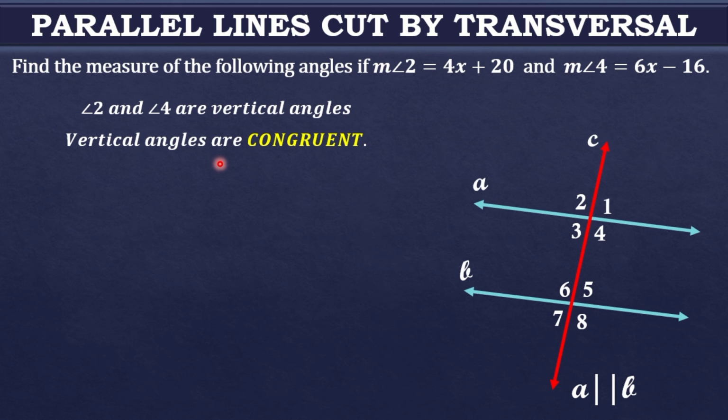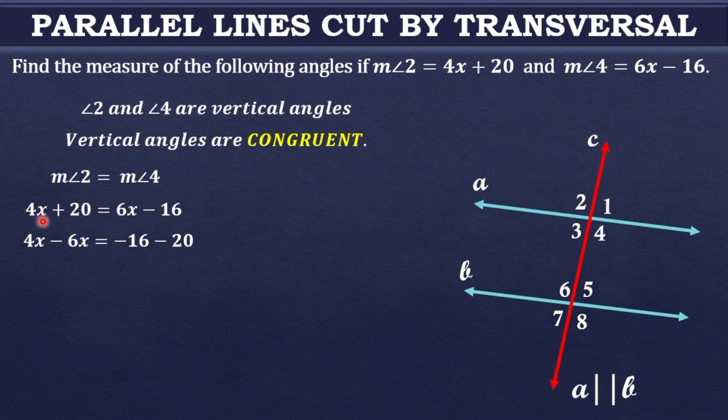So, angle 2 and angle 4 are congruent. Vertical angles are congruent. So, therefore, the measure of angle 2 is equal to the measure of angle 4 because they are congruent. So, let us get the measure of angle 2, which is 4x plus 20. And then your angle 4 is 6x minus 16. So, we have, by transposition method, or you may use APE if you want. So, that is 4x minus 6x. And then, minus 16, magiging minus 20.